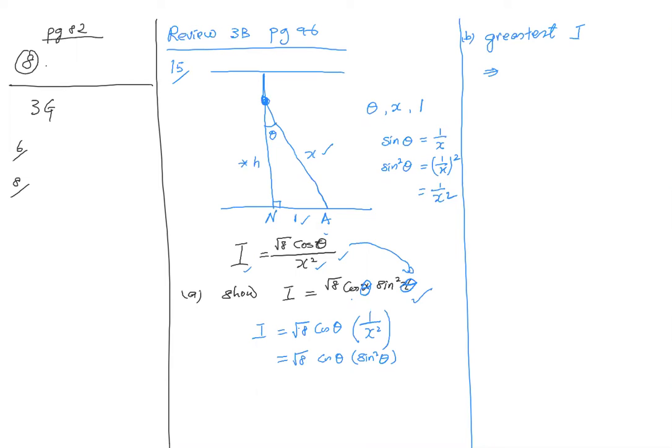Okay, so greatest I. So I must have dI, and this one depends on theta. So I have to write dI over d theta. Okay, I must get this first, then set it equal to 0. So can you differentiate this using product rule?